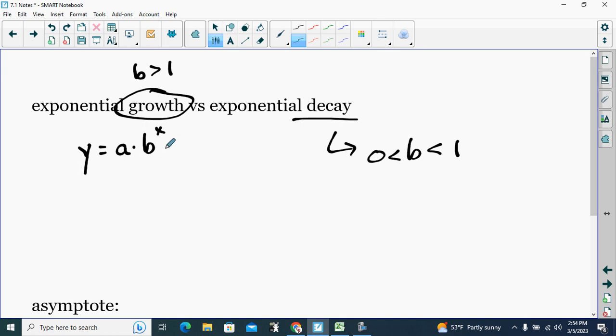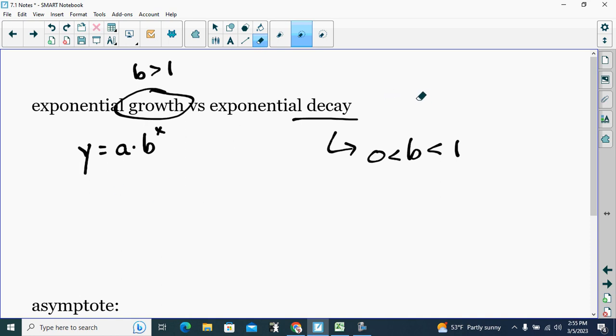We won't get into that in this video, but b should be greater than 0, and actually it can't be 1 either. If I have like 3 times 1 to the x, no matter what I plug in for x, 1 to any power is just 1 times 3. So I just get y equals 3. That's not an exponential equation either.